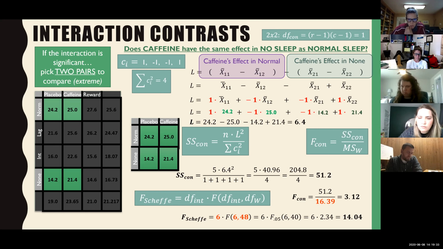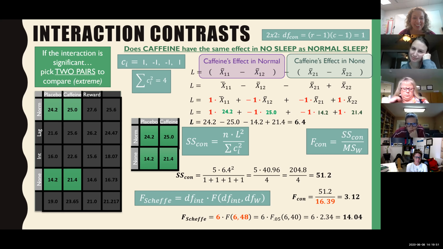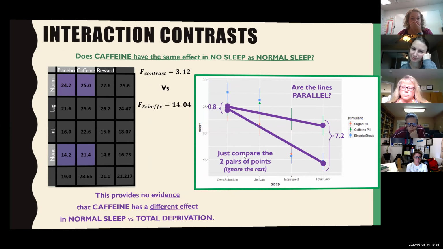I got a little bit lost. Yeah. Somewhere between making the SS contrast to figuring out the F, I thought it was the opposite. I don't know, I got lost. Okay, good news is, Michelle, we're not going to do this by hand, okay? So we'll learn how to put it into R.